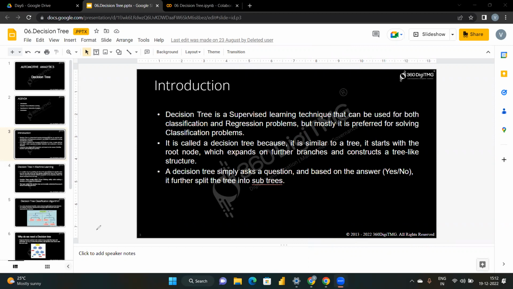What is the decision tree algorithm? The decision tree algorithm belongs to the family of supervised learning algorithms, guys. Unlike other supervised learning algorithms, the decision tree algorithm can be used for solving regression and classification problems too. So we have seen these types of things, and we have seen the limitations of everything.